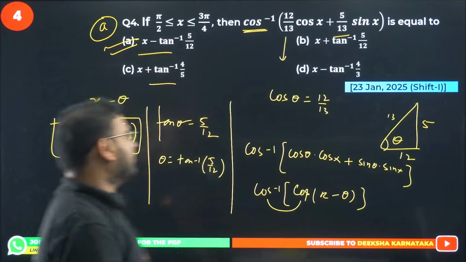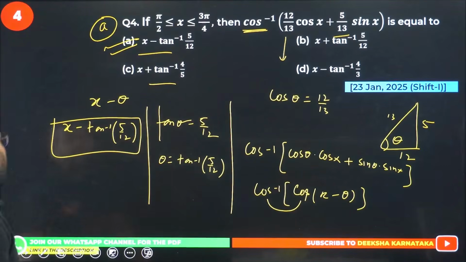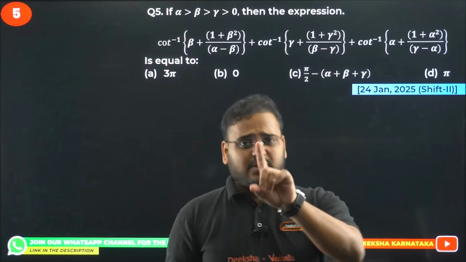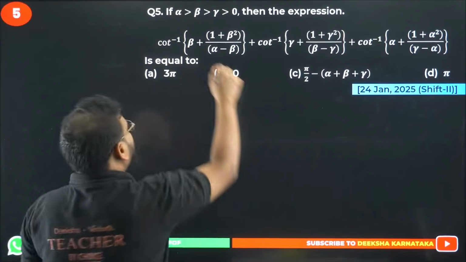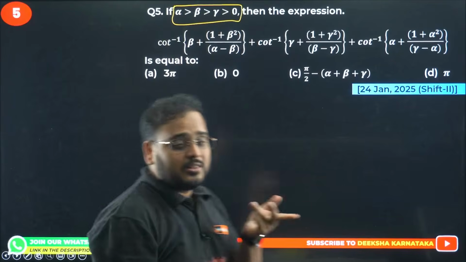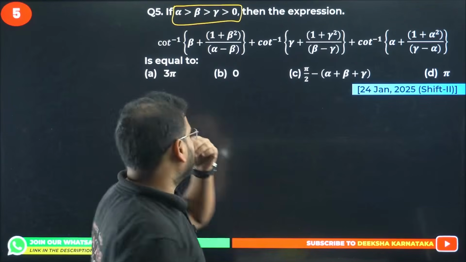Question number 5 we will solve now. Another one that looks difficult but is very simple. Just one concept is there. Look at the angles. Which is the greater angle over here? Then only it will be easier for you to understand.